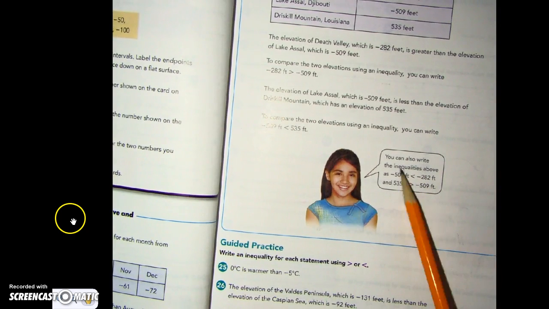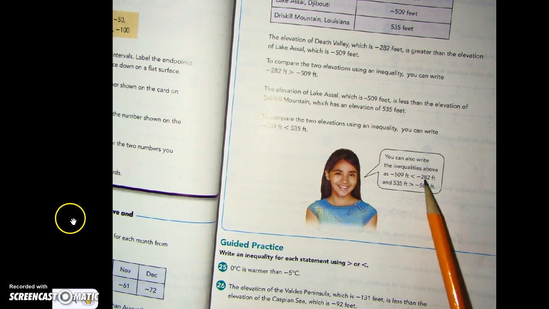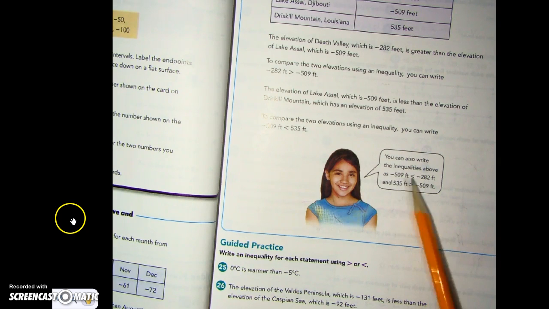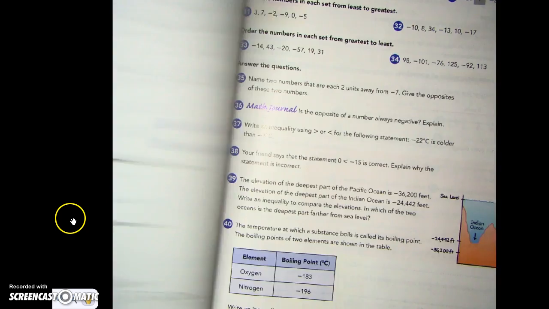But you can also write negative 509 feet. Well, negative 202 feet would be farther to the right on the number line, so it would actually be greater.